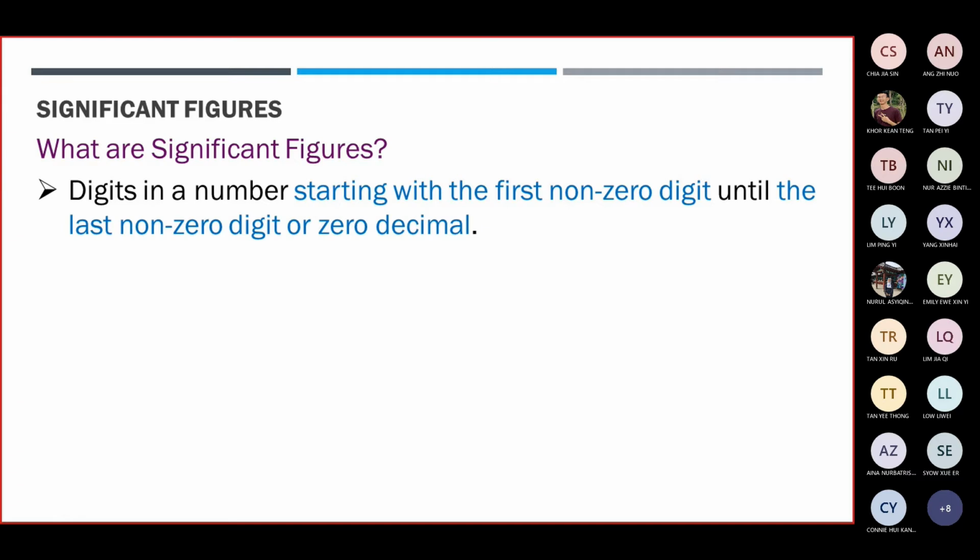Now come to the significant figure. It varies from the decimal numbers. For significant figures, we only consider starting with the first non-zero digit until the last non-zero digit or zero decimal. So it's called a significant figure. Okay, so take a look at this example.